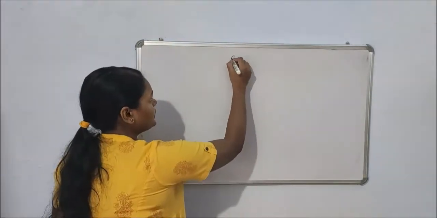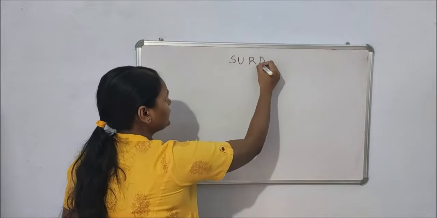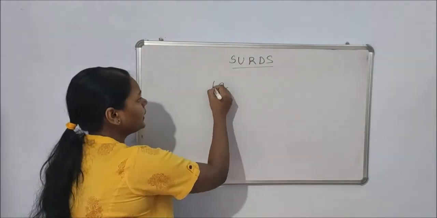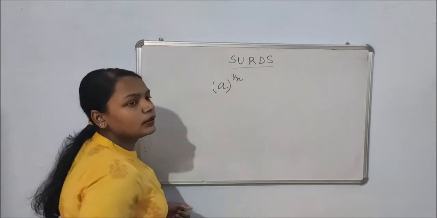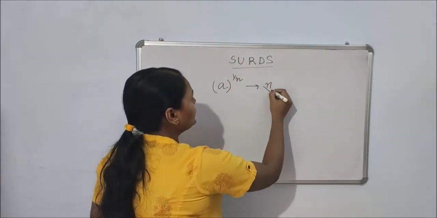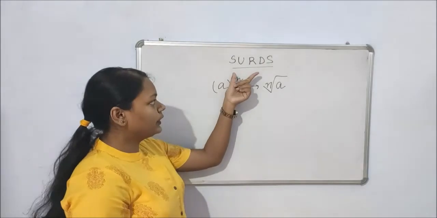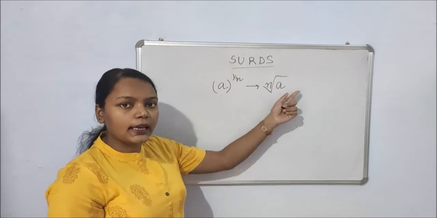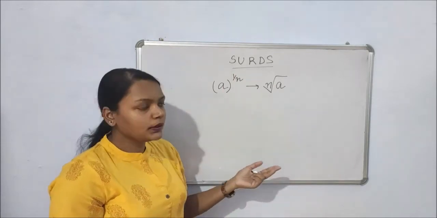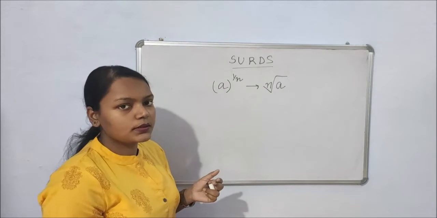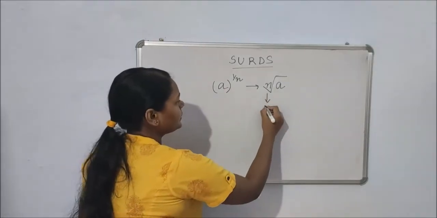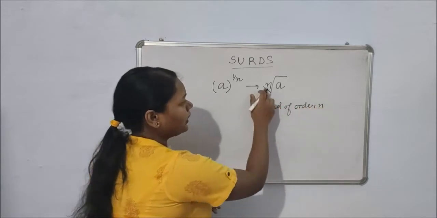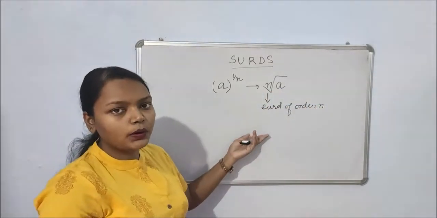So if we write the general expression for surds, what do we write? a is a rational number and a to the power 1 upon n will give you nth root of a. As I told you about the definition of surds, this rational number a cannot be expressed as nth power of any other rational number. Fine, so this is the general form of surds. This is known as surd of order n. Nth root of a is known as surd of order n.